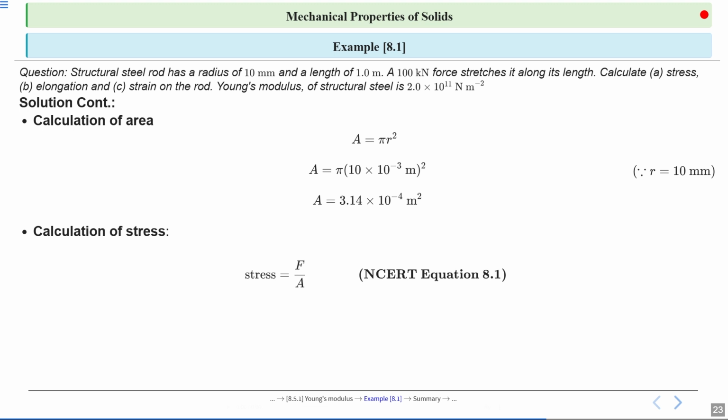Now we will calculate stress. We know stress is force upon area. If we talk about the definition, stress is defined as force divided by area. Here F is the force applied in newtons and A is the cross-sectional area in square meters. Now let's substitute the numbers. The force is 100 kilonewtons, which is 100 times 10 to the power 3 newtons. So solving this calculation, you will get the stress.